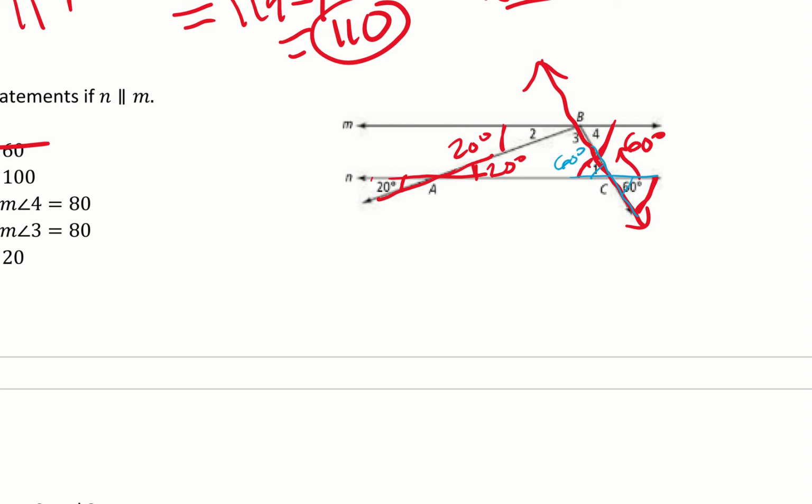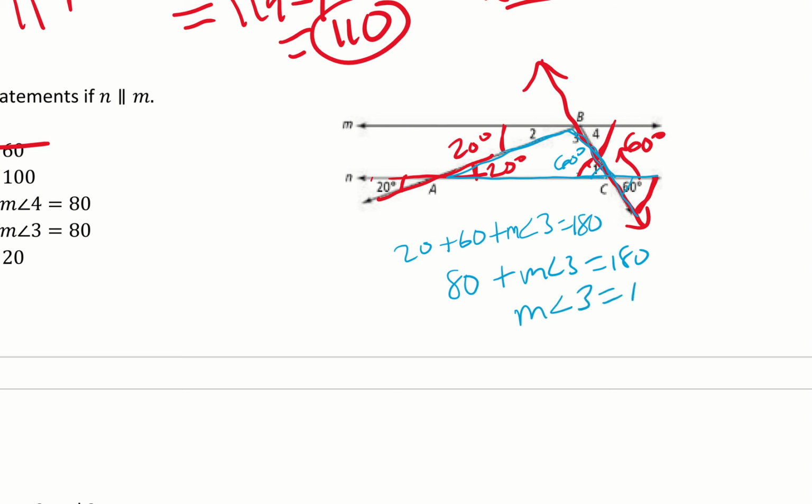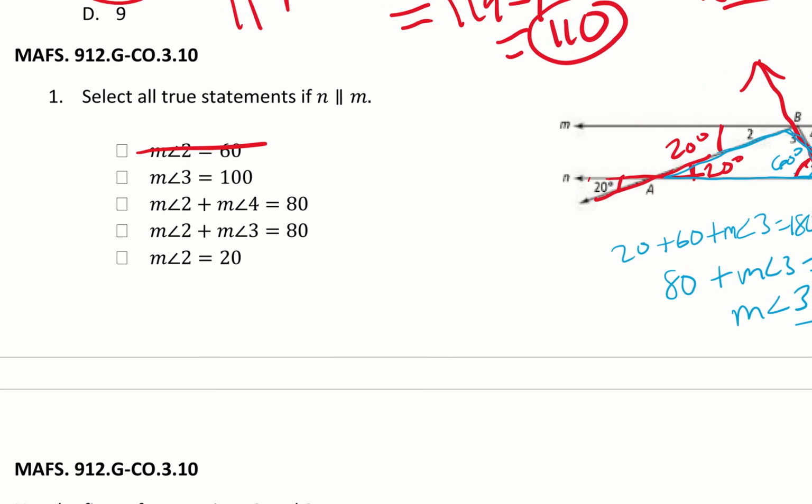And so we know that all the angles in a triangle have to add up to 180. So 20 and 60 and angle 3 have to add up to 180. So 20 plus 60 plus the measure of angle 3 have to add up to 180. So 20 and 60 is 80. And so angle 3 has to be 100 because 100 plus 80 is 180. So we have angle 3. So that is true.